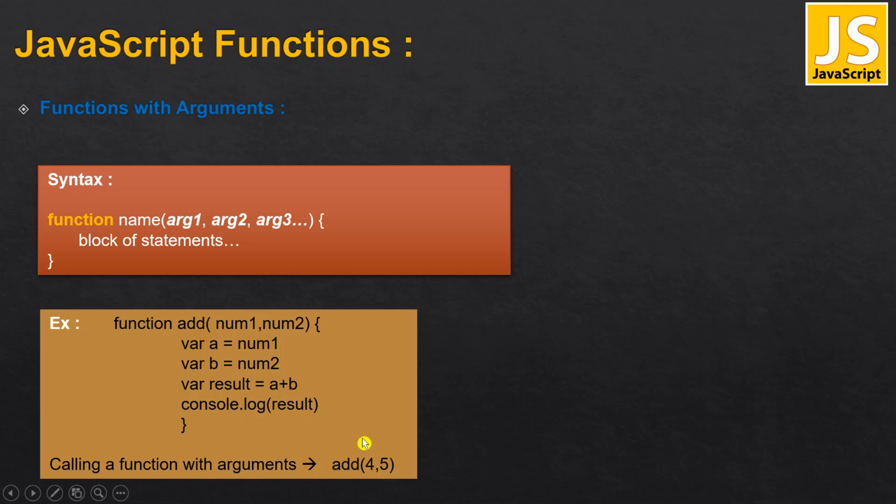And what is a parameter? At the time of function definition, what we have given as num1, this num1 is the parameter. It is called a dummy variable. The 4, which is called an argument, will be stored inside this num1 parameter.